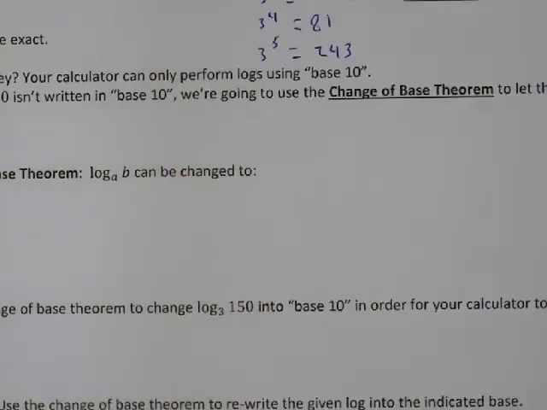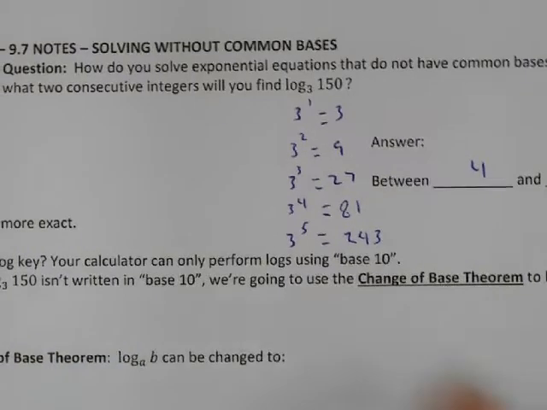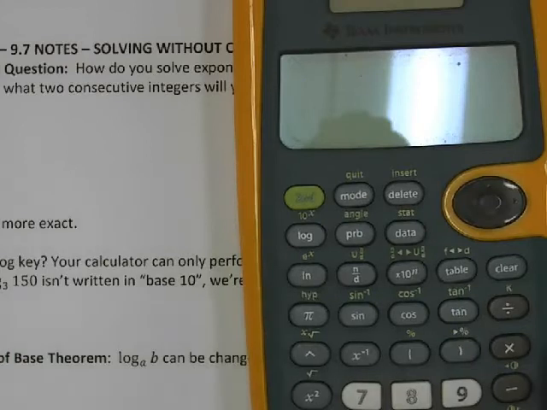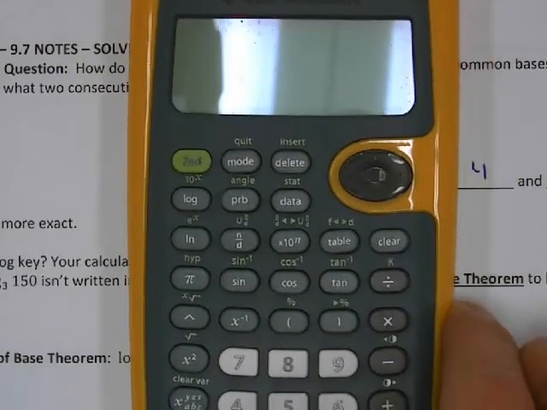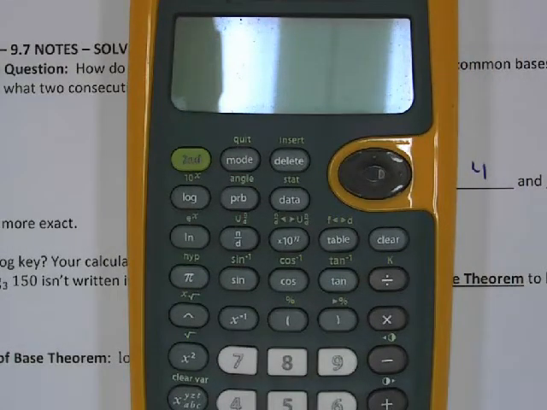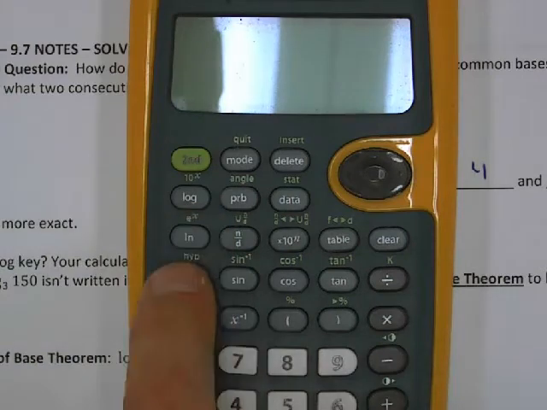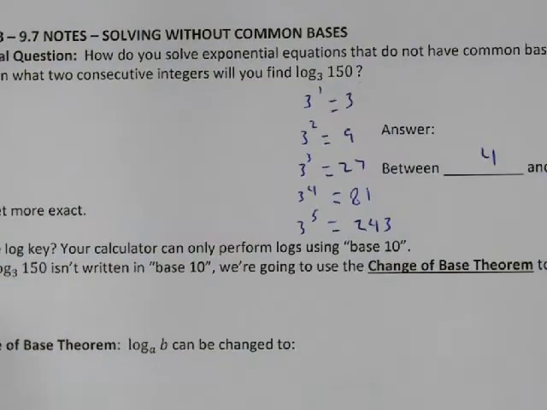Oh, but what's wrong with our problem here? Well, this isn't base 10 or base e, this is base 3. You can look all you want, there's no base 3 button on here. Now, some of the fancier or more expensive calculators might have an option where you can change the base. Most of your calculators won't. A regular scientific calculator is just going to have log and natural log. Okay?